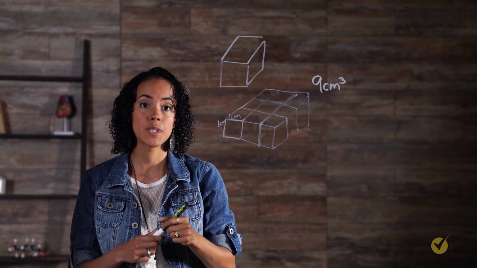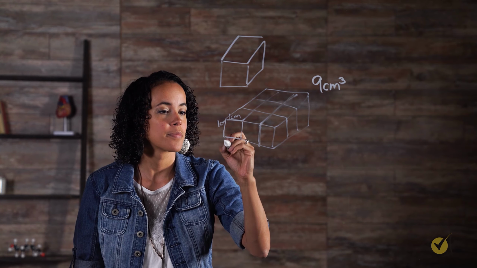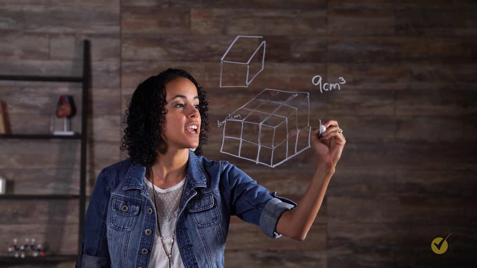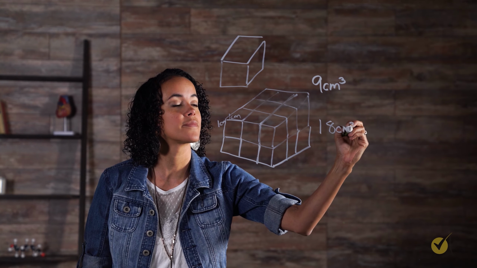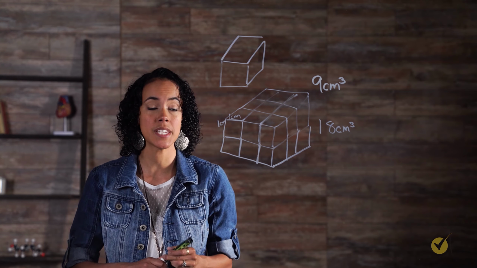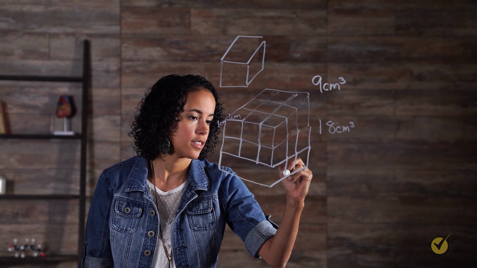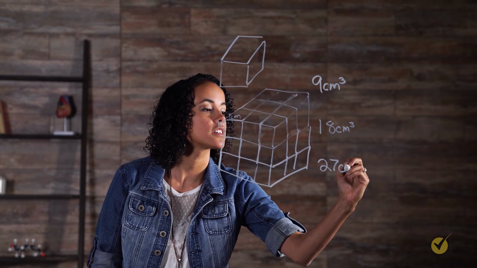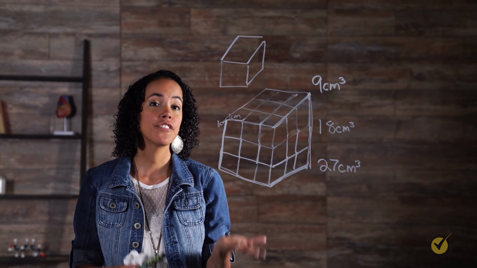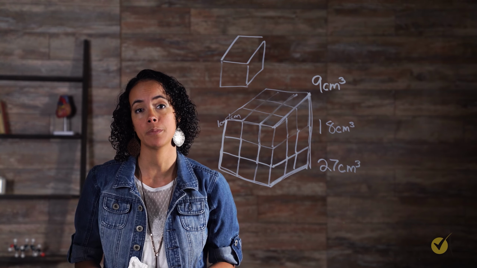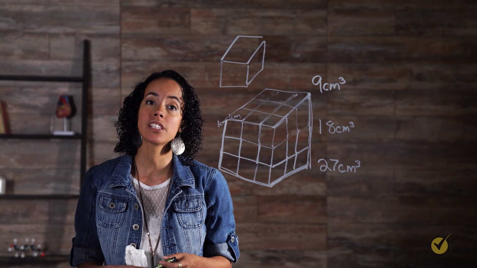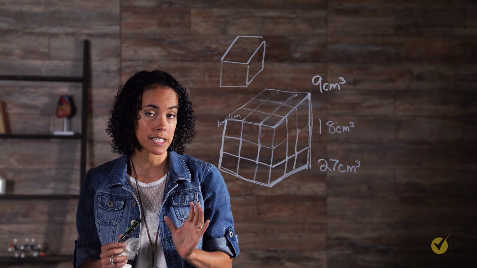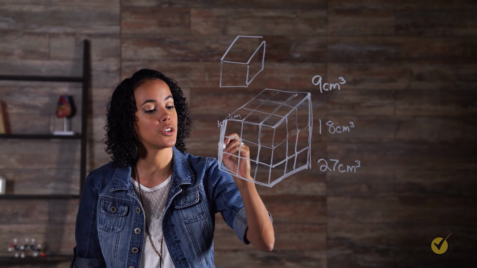Next, we build the middle level using another 9 cubes. Altogether, 9 and 9 makes 18 cubic centimeters. Finally, we build the bottom level, again using 9 more cubes. Altogether, we've got 27 cubic centimeters. Our finished shape is a cube made up of smaller cubes. How many did we use? 9 on each layer for a total of 27. We used 27 1 centimeter cubes, or cubic centimeters, to make our bigger cube.